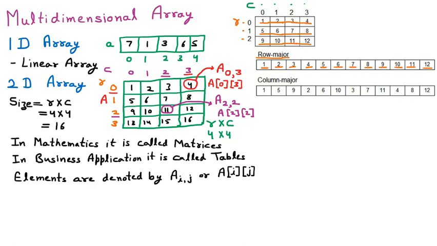Now in the row major we are going to traverse row by row, just like these are the 3 rows. So we are going to take out the elements like this: first row, second row and third row. So this is called the row major. Now we are going to learn the column major.